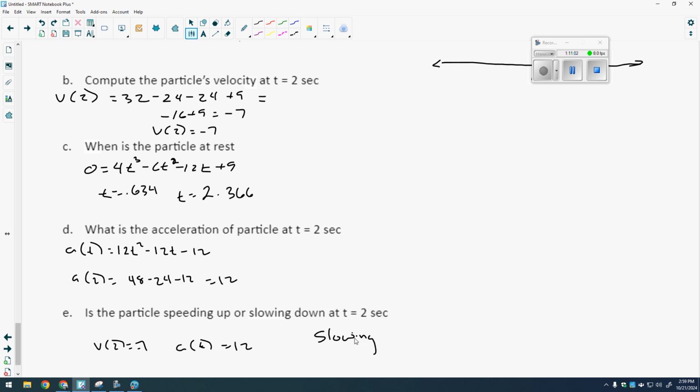On your test or on the AP test at the end of the year, it'll say justify your answer, and you'll say something like, because the velocity and acceleration have different signs.